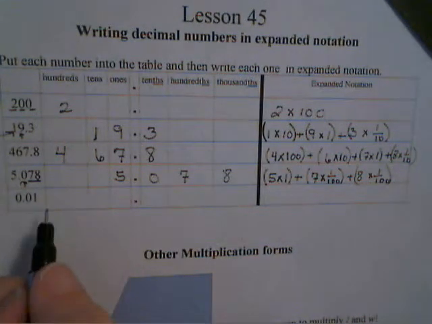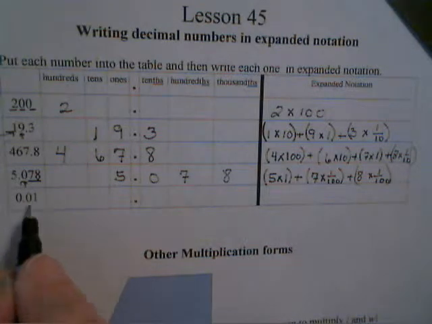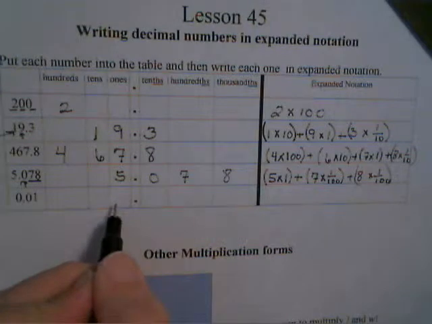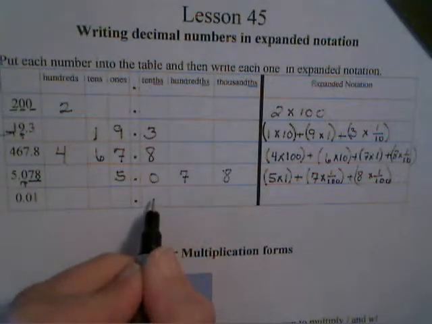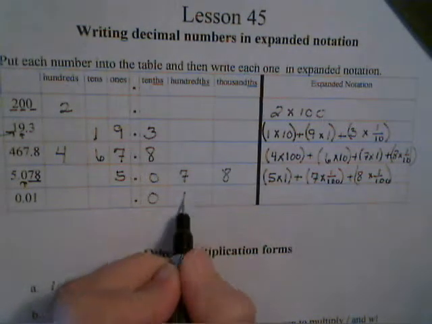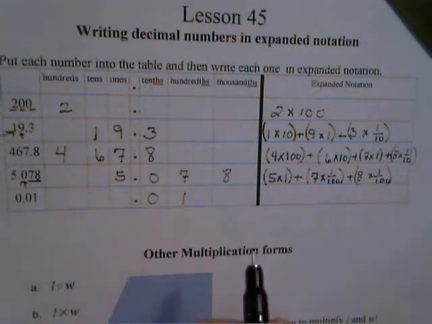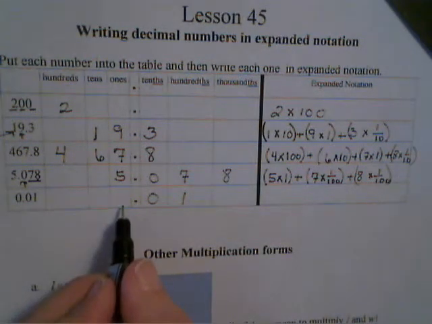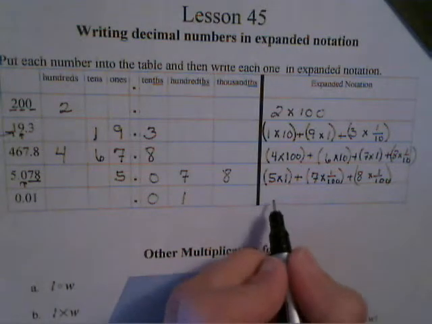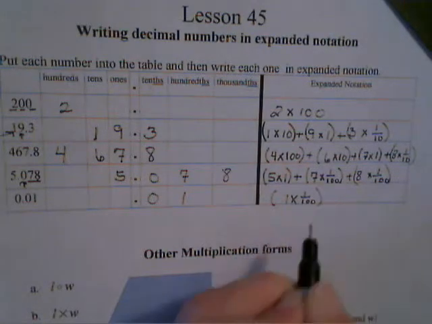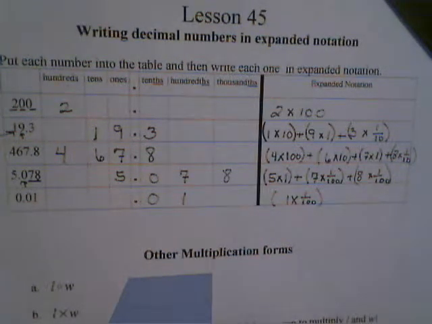All right, so here we go with this last one here. I've got 1/100th. Well, I've got nothing over here. I've got nothing in my tenths place, so I'll put a 0 there just as a placeholder, and a 1 in my hundredths place. So to write this out, I don't have anything times 100, times 10, times 1, even times tenths. All I have is 1 times 1/100th. That was an easy one. So that's the beginning of lesson 45.